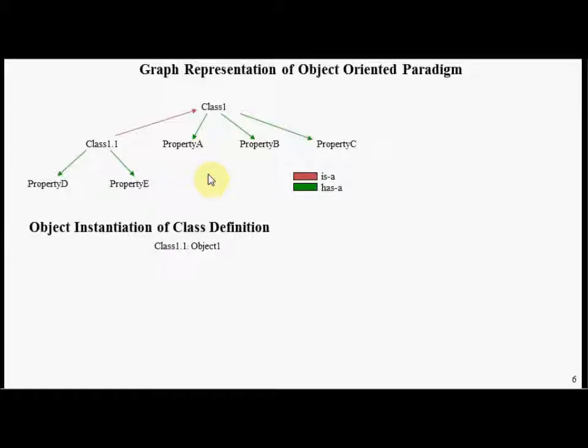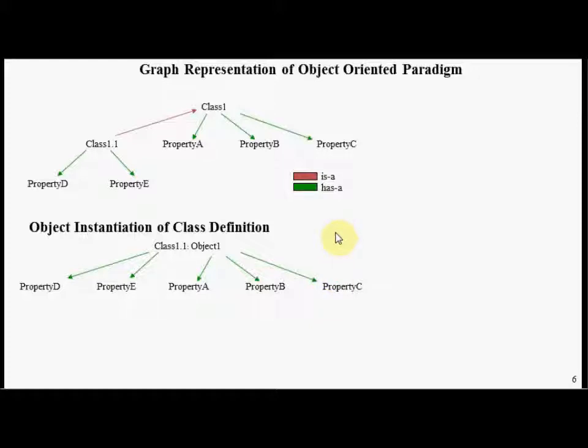Now let's look at what happens if we want to instantiate class 1.1. Let's look at the equivalent object graph. In this case, it would look like the following. Assuming we want to instantiate class 1.1 and we're going to call that object 1, what happens is the following. We first instantiate properties D and E, and then we look at this inheritance is-a link to inherit properties A, B, and C, which is what you see down here.